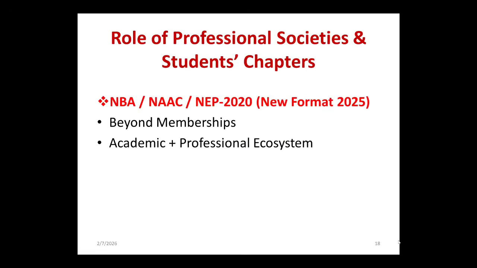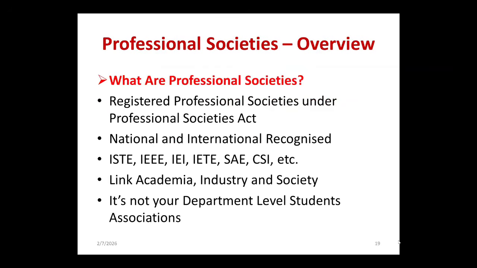That paperwork is required as far as NBA is concerned, and there are colleges that have student chapters and faculty chapters, but on paper only. They are not active at all. But this is not required as per the new format. They will see the activeness of your student chapter and faculty chapters, whether they are working properly or not, and what evidence you are showing them. That is important. The academic plus professional ecosystem is very important in the new format, and you have to show it through the student chapter and professional societies.